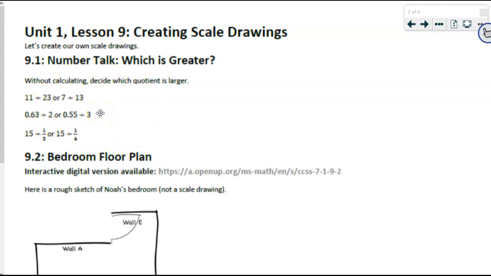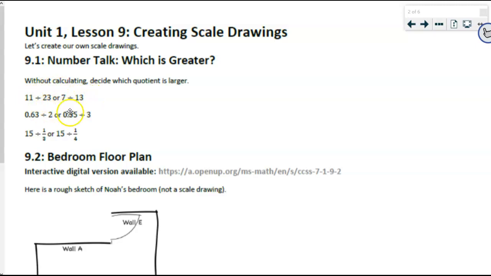Without calculating, decide which quotient is larger. So I don't want you to do the long division algorithm. I don't want you to be typing these into your calculator. I want you to just use some mental math skills. Look at how these problems might be similar or different, how are they related, and try and figure out which of the quotients is going to be larger. And again, this is just these two, so 11 divided by 23 and 7 divided by 13. Which of those two is larger?